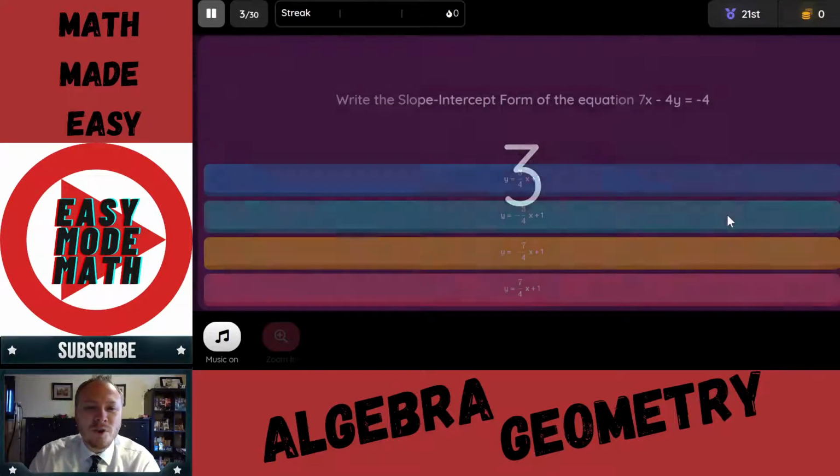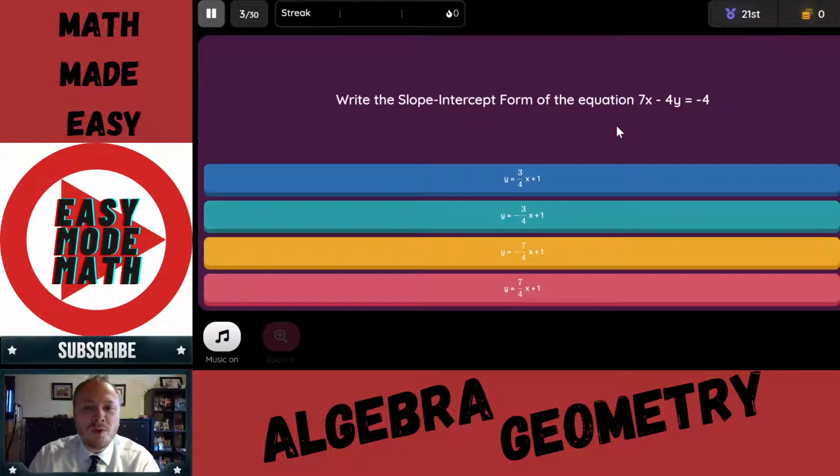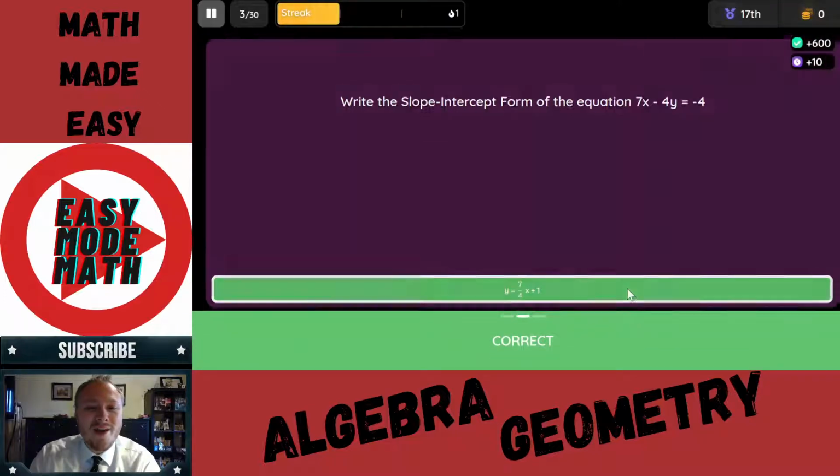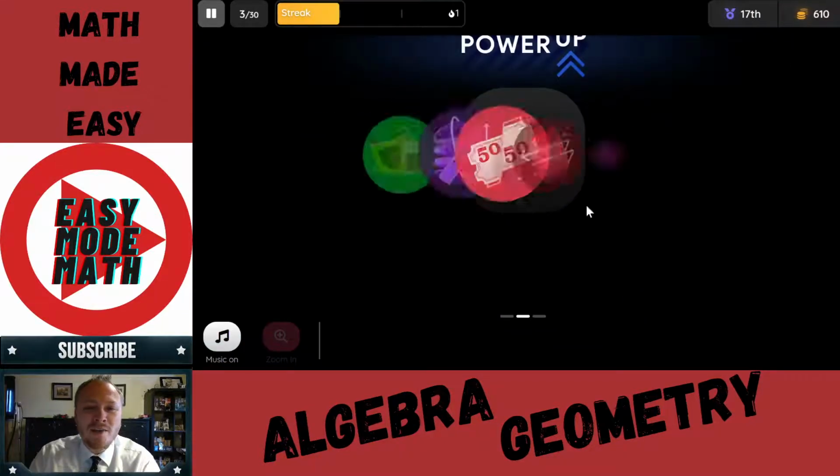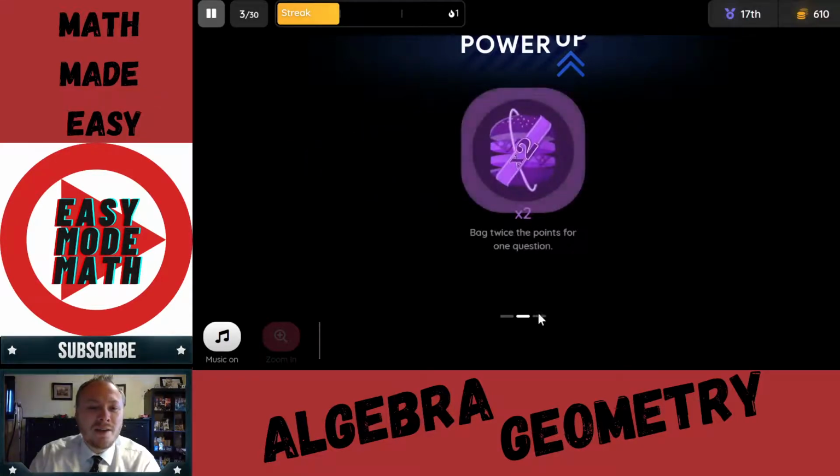Okay. Next question. Write the slope-intercept form of the equation 7x minus 4y equals -4. Is it going to be y equals 3/4 x plus 1, y equals -3/4 x plus 1, y equals -7/4 x plus 1, or y equals +7/4 x plus 1? Which one will it be? Should be y equals 7/4 x plus 1. Hope you got that one. Alright, if you were playing along, you'd be getting these sweet power-ups.